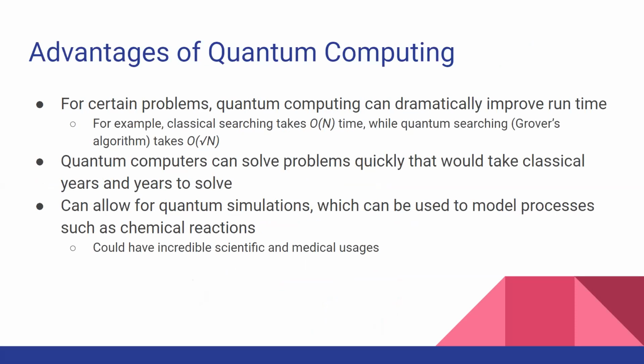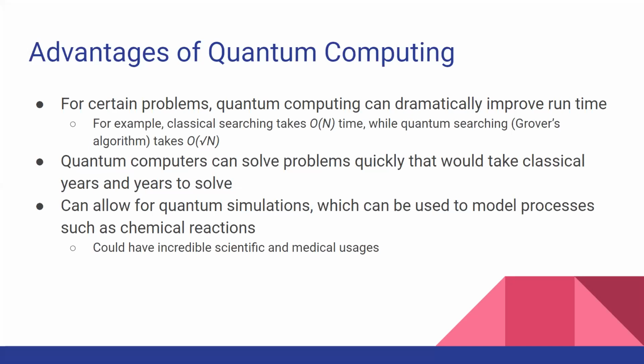So let's talk about the advantages of quantum computing. Why is this a field that is being researched? What's important about it? For certain problems, quantum computing can dramatically improve runtime. An example I'm going to go through towards the end of this presentation is something called Grover's algorithm. It takes a classic search algorithm, just basically looking through a list of items, which runs in linear time, O of n, but the quantum search has the ability to do this in root n time. So it's a dramatic decrease in computation. It just makes it go a lot faster.